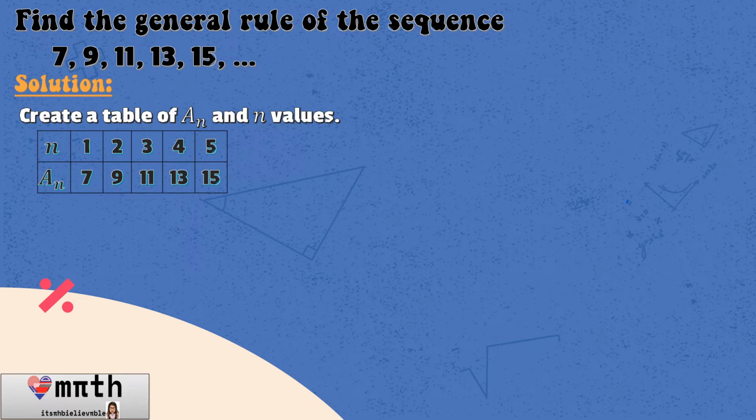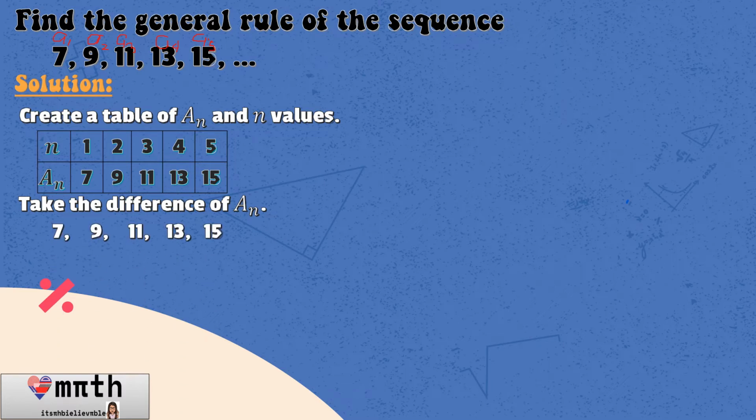We all know that the first term will be your a sub 1, the second term will be a sub 2, the third term will be a sub 3, and so on and so forth. So the value of the sequence depends on its value of n. Now, let us take their difference.